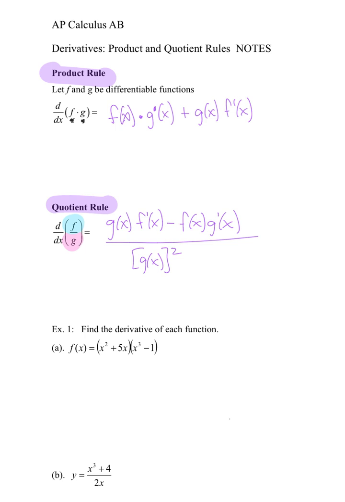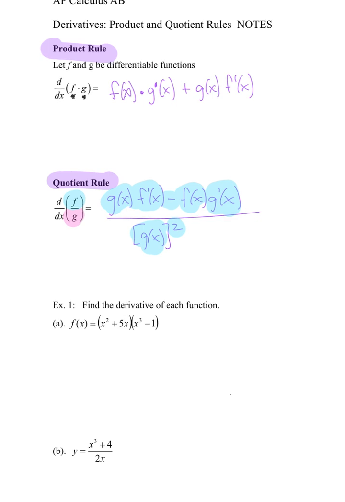Again, that's how I got taught it in high school. It has never failed me. I will do it again. Low d high minus high d low, square the bottom, and away we go. You'll hear me say that over and over again. That's how I remember the quotient rule. Now let's try some of these problems.